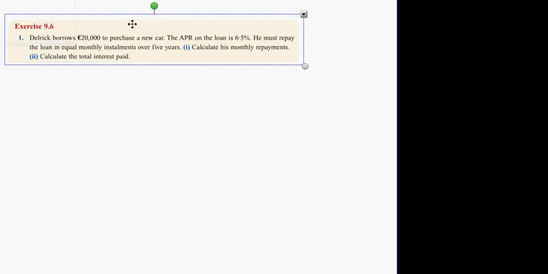Okay, so Derek borrows €20,000 to purchase a new car. The APR on the loan is 6.5%. He must repay the loan in equal monthly installments over 5 years. Calculate his monthly repayments. Okay, so there's a formula for these loans.